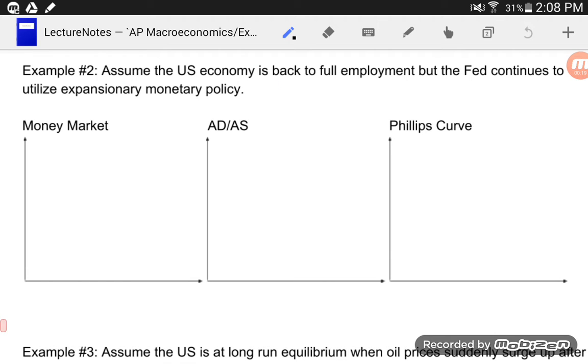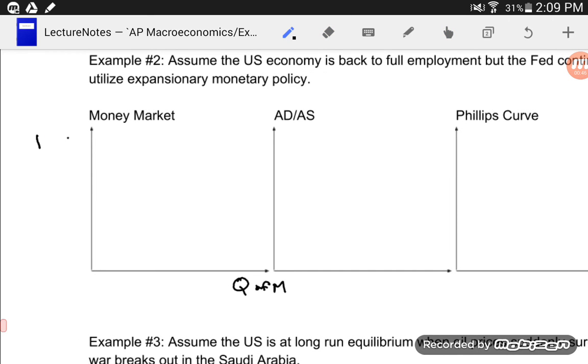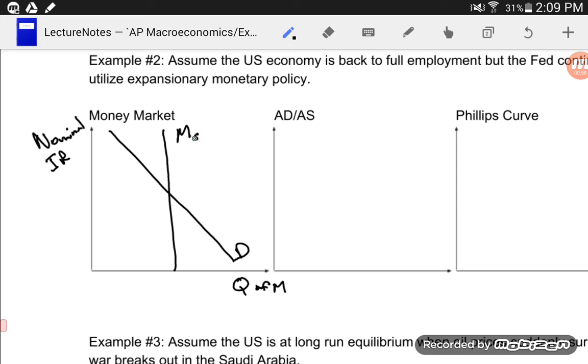So, assume the U.S. economy is back to full employment, but the Fed continues to utilize expansionary monetary policy. First of all, what's going to happen in the money market? We've got the quantity of money, and the price of money, which is the nominal interest rate. You've got a demand for money, and the supply of money.